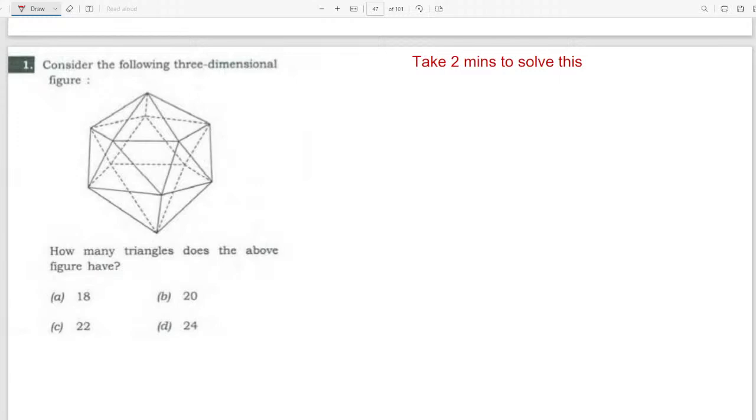So 3 people have posted their answers, and all of them have got option B, that is 20 triangles. Others who have yet to post their answers, do that. There is one more answer for option D, 24. We'll see how to go about this question.